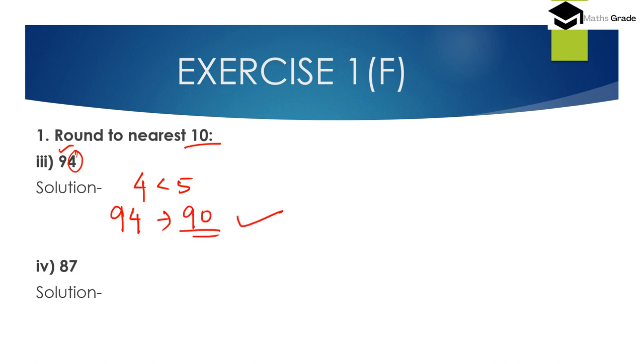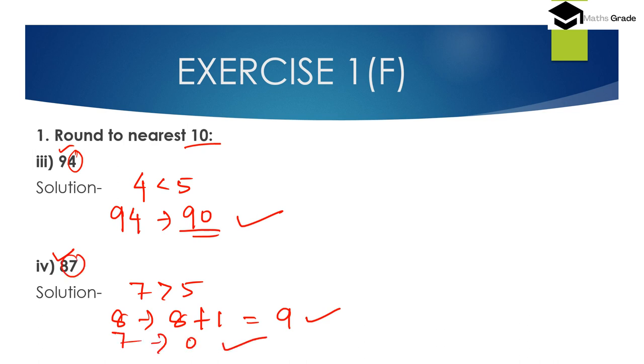This 9, write down 9 as it is, because here the unit place digit 4 is less than 5. So just write down the tens place digit as it is, and this unit place digit changes to 0. So 94 rounded to the nearest 10 is 90. Fourth bit 87. Here unit place digit is 7. 7 is greater than 5. So we have to add 1 to the tens place digit. Here tens place digit is 8. So 8 changes to 8 plus 1, which is 9, and this unit place digit 7 changes to 0. So 87 rounded to the nearest 10 is 90.